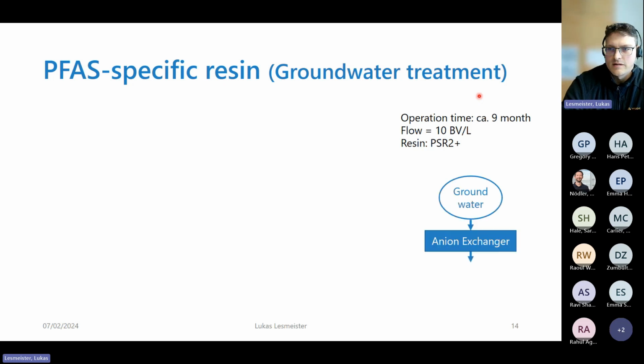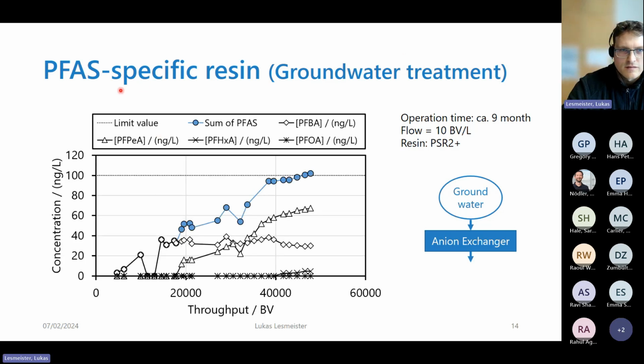Here is another example I want to show you. It's the same groundwater, for 9 months tested with a strong basic anion exchange resin. We cannot regenerate this resin, but I want to show you the potential of these PFAS-specific resins. We see in blue the sum of PFAS, and the dotted line is the 100 nanograms per liter, which is the threshold value for drinking water for the sum of PFAS. And we see that we have been able to achieve a throughput of more than 40,000 bed volumes until we reach that threshold value.